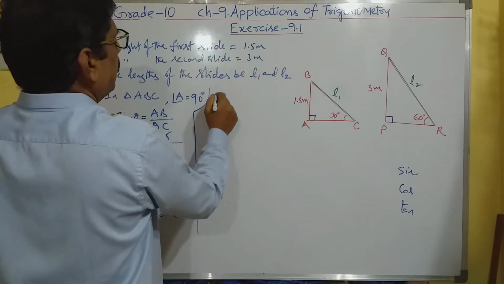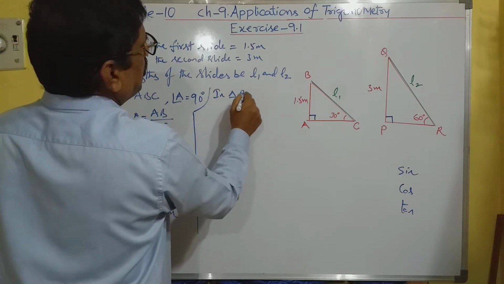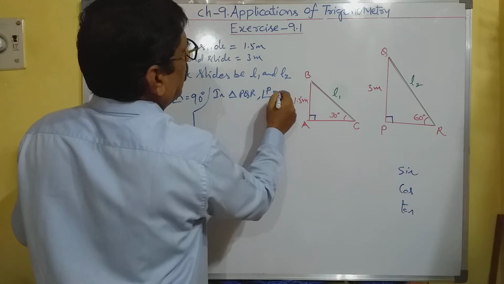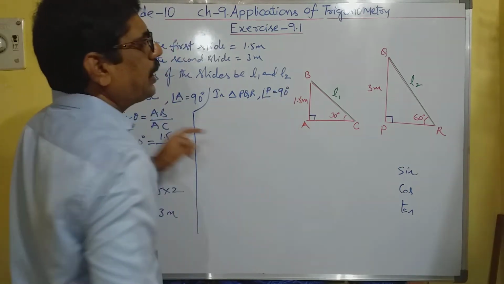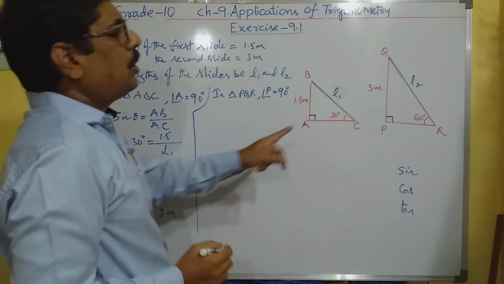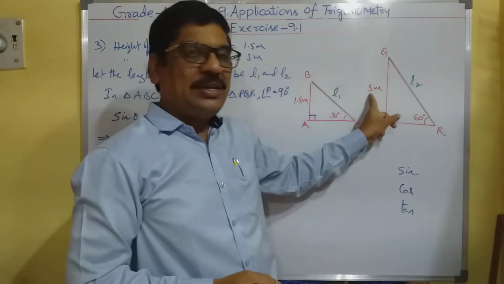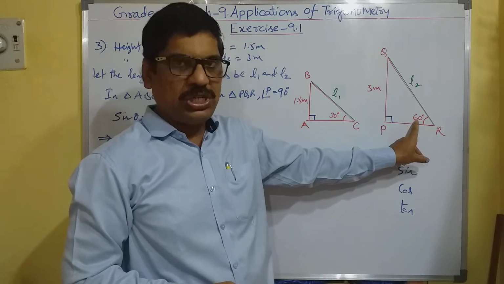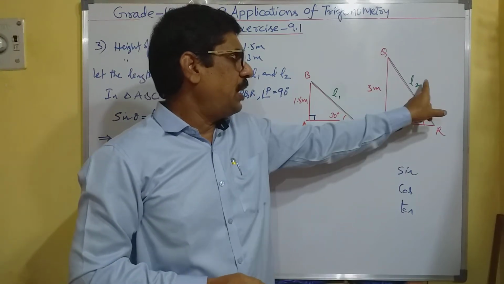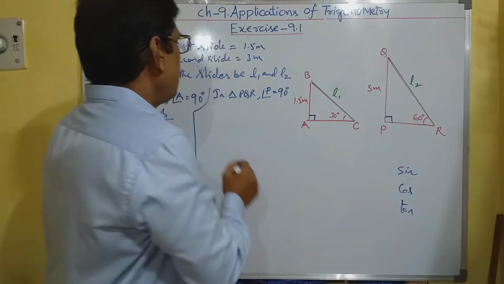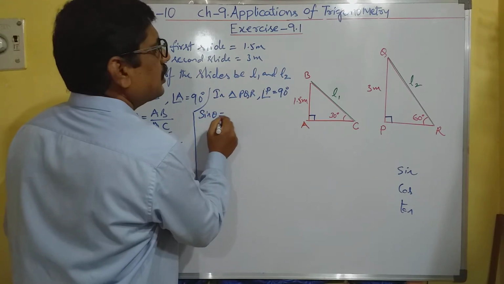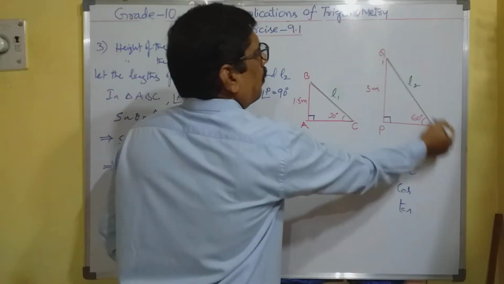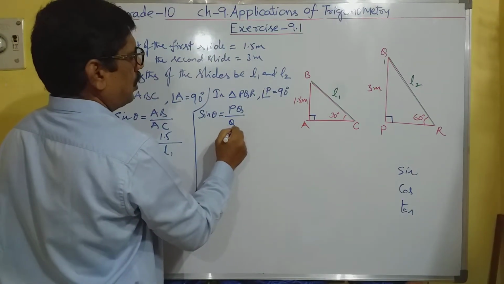In triangle PQR, where is the perpendicular angle 90 degrees located? Right angle at P. Now, here also 3 meters is the opposite side of the angle 60 degrees. With respect to the given angle 60, this is the opposite side and this is the hypotenuse. Here also we have to take the sine. Sine theta is equal to opposite side PQ by hypotenuse QR.